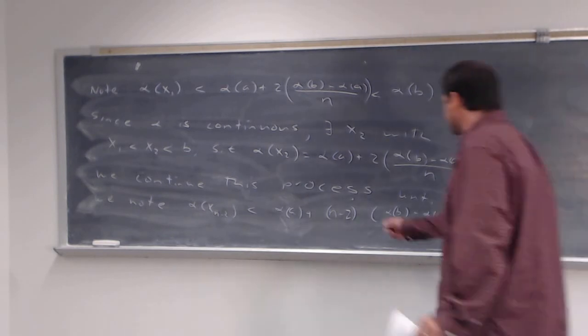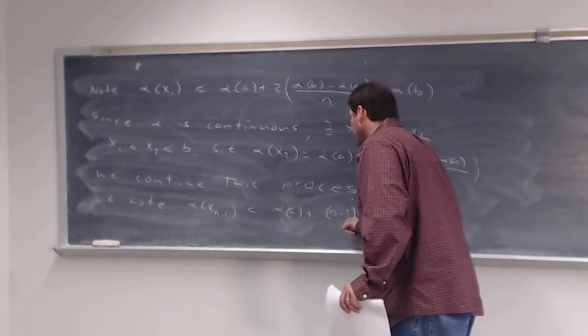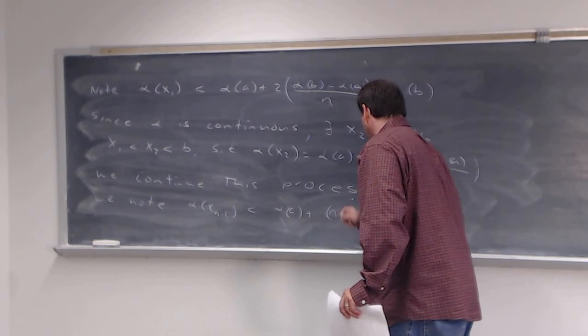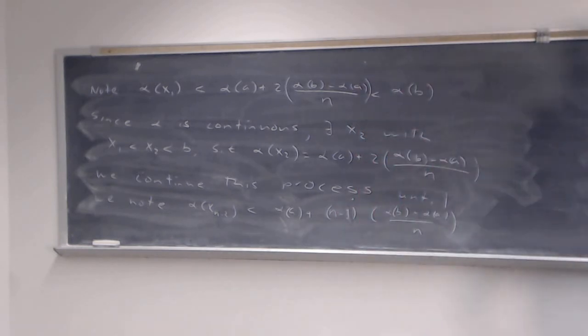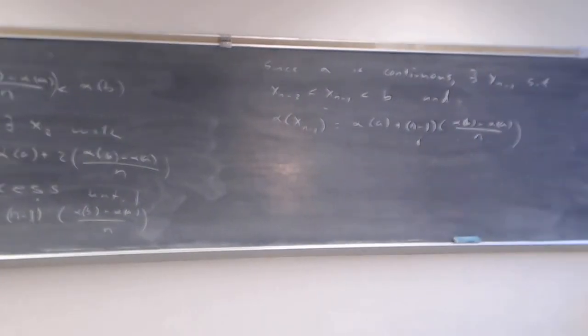Wait a minute, this should have been n minus 1. I'm sorry. It's going to be less than this part. Yes, it's going to be less than this part. Okay. And so, yeah, that was correct what I had written. I'm sorry. Got confused for a second. That's correct.